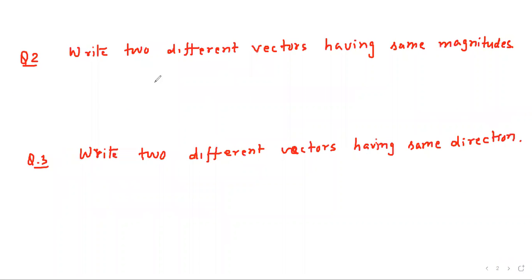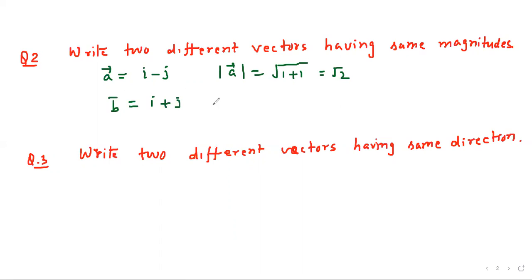Let's go to question number 2. Write two different vectors having the same magnitude. Suppose we write vector A equal to i minus j, and we find its magnitude. So it will be 1 square plus minus 1 square, that will give 1 plus 1, root 2. And suppose we write vector B as i plus j. All ijk will contain cap. If I don't write it, sorry for that, but you have to write it in the exam. So it will be 1 plus 1, that is root 2.